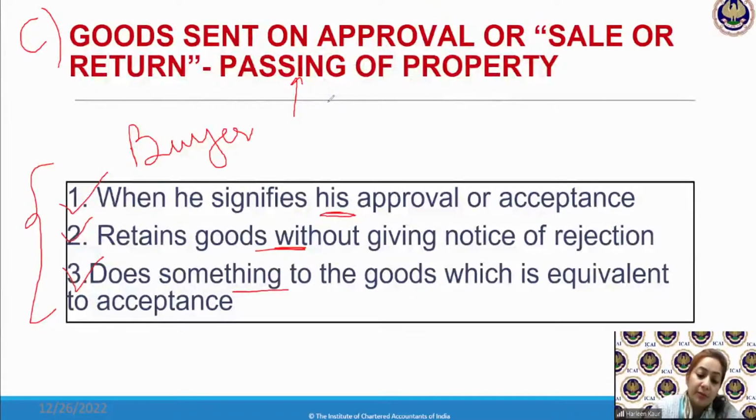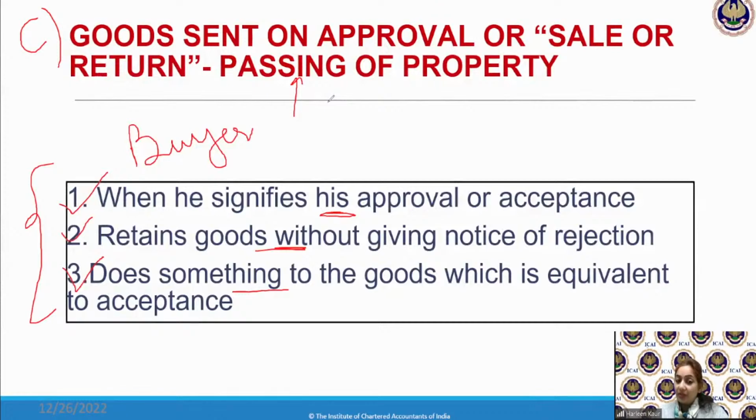Goods sent on approval and return basis means where the goods are sent to the buyer, and he will send his approval or acceptance only if he likes it, or he has the right to return the goods if he does not like it. Simple. He will send his acceptance or approval if he likes the goods, or he may return the goods if he does not like it.